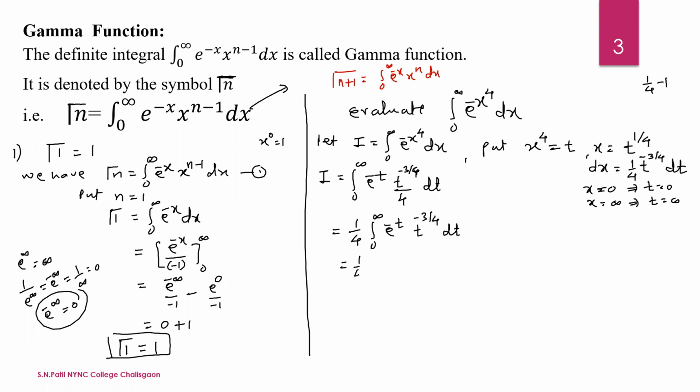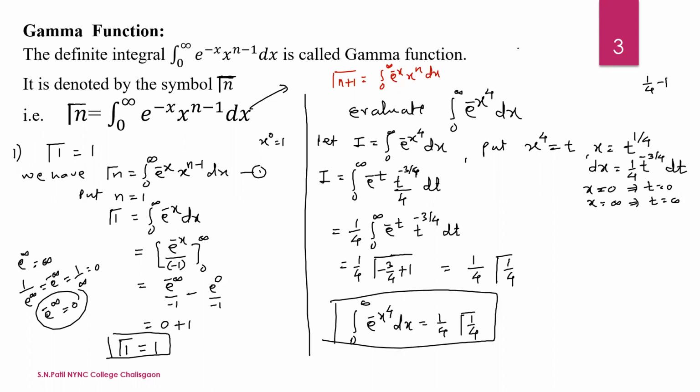So it can be written as 1 by 4 gamma of, this is the n, minus 3 by 4 is n, so n plus 1 is minus 3 by 4 plus 1. Here 4 is multiplied, minus 3 plus 4, that is plus 1. So we get 1 by 4 gamma of 1 by 4. That is, the integration from 0 to infinity of e to the power minus x raised to 4 dx is equal to 1 by 4 gamma of 1 by 4. Okay, thank you. Thanks for watching the video.